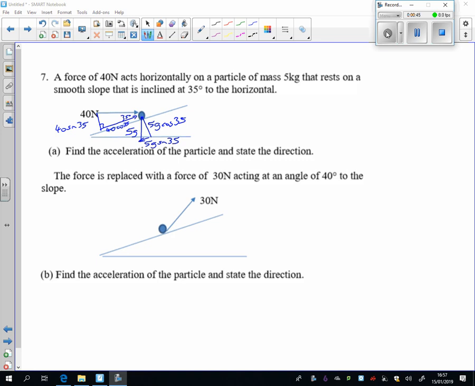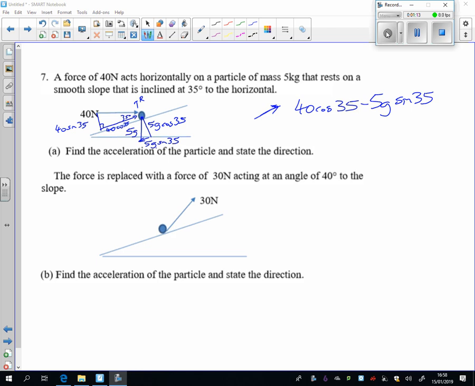Is that all of the forces that are acting on this? No, there is another force, isn't there? There is a normal reaction force there. But we'll start by looking at the forces going up the slope. Let's see what forces we've got. The force going up the slope is 40 cos 35. That's that one there. The force going down the slope is this one here, 5g sine 35.